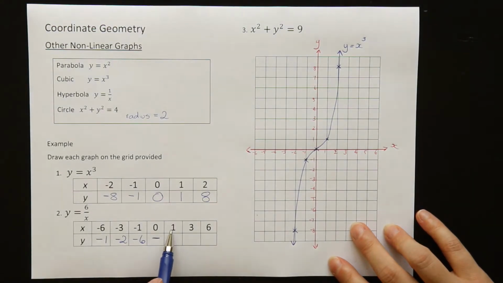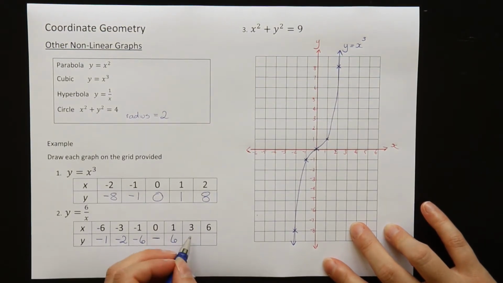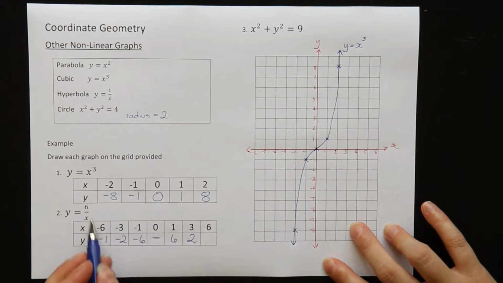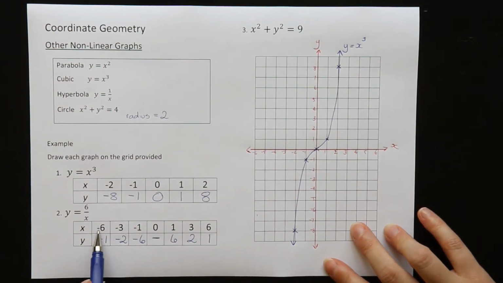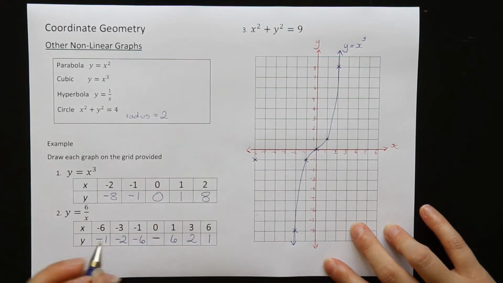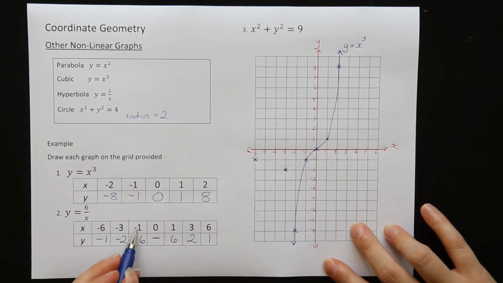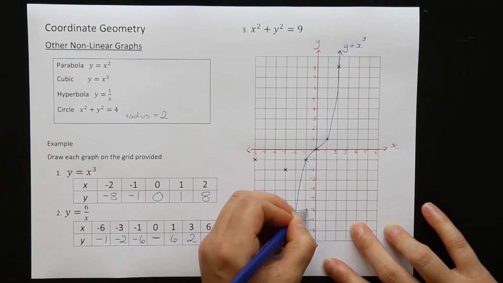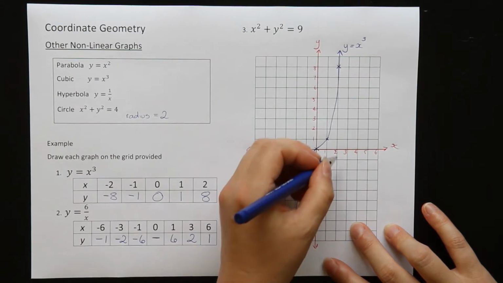Let's come over here. 1: 6 divided by 1 is 6. 6 divided by 3 is 2. And 6 divided by 6 is 1. Let's plot these points. Minus 6, minus 1, that's there. Minus 3, minus 2. And minus 1, minus 6. Then we have our 0, which we can't do. And we go over here. 1, 6.